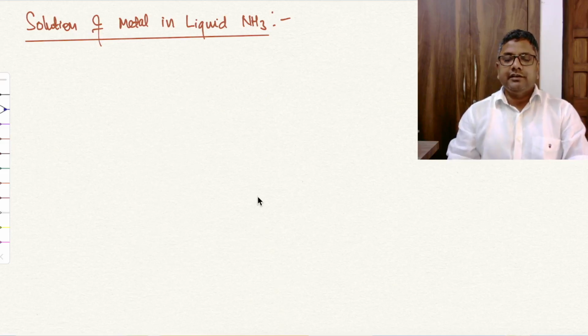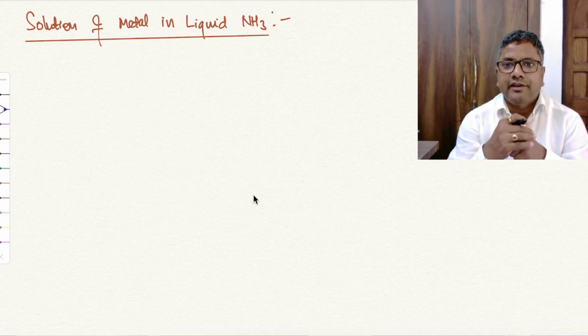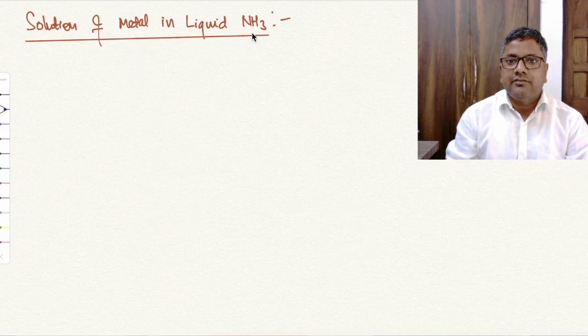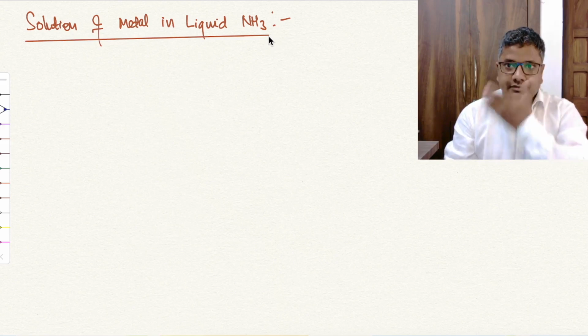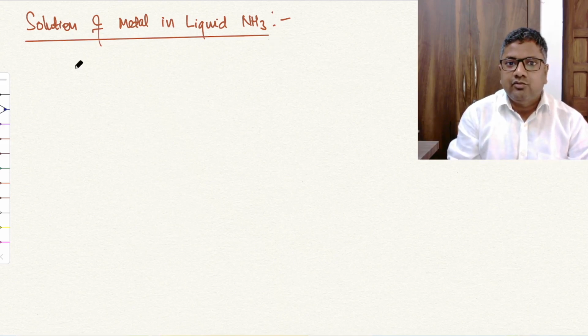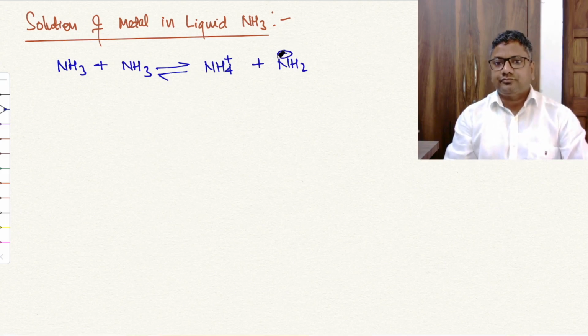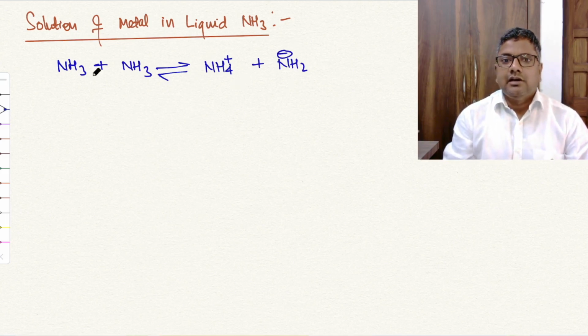Well, there are a few more important points left in this first group. One of them is the solution of metal in liquid ammonia. All of you know that ammonia is a non-aqueous solvent, and self-ionization of ammonia takes place like this: NH4+ and NH2-. This is the self-ionization of ammonia in its pure state.